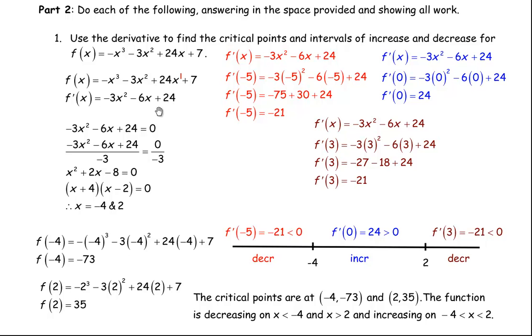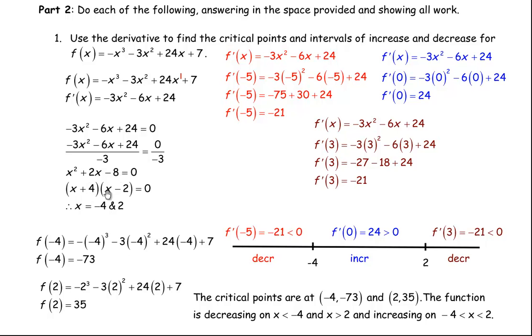Now to find the critical points, we set the derivative to 0. Here's me setting the derivative to 0. I'm noticing that there's a common factor of negative 3 that we can divide out. So if I divide negative 3 into all this, I get x squared plus 2x minus 8, and of course equals 0, because 0 divided by negative 3 is still 0. This factors: the 2 numbers that add to 2 and multiply to negative 8 would be 4 and negative 2.